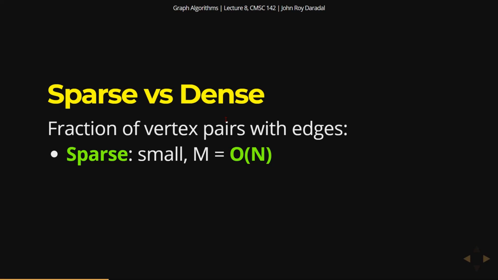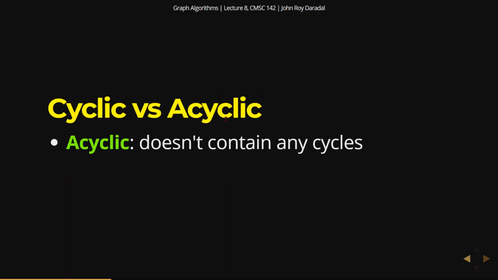So it's about O of n, meaning the number of edges is almost the same as the number of vertices. So there are only few edges. Whereas if it's dense, there are a lot of edges, wherein m is in O of n squared. So it's polynomial in terms of n. So that is the distinction between sparse and dense graphs.